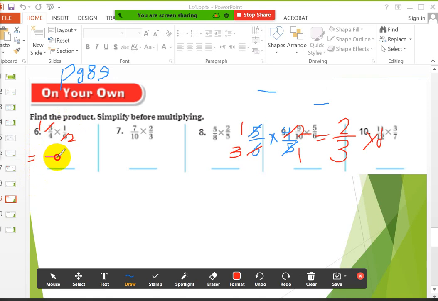Now I will continue my multiplication, Lena. I will multiply 1 with 1. It will be 1. And 6 multiplied by 4 equals? 6 multiplied by 4? Yes, equals?